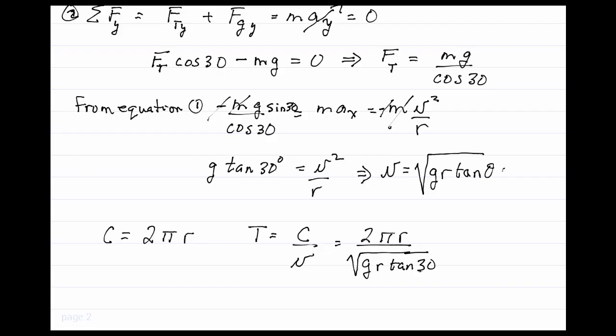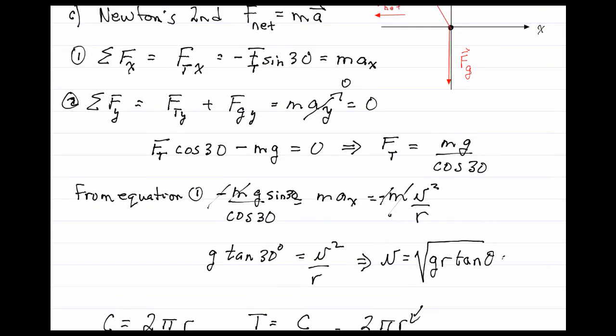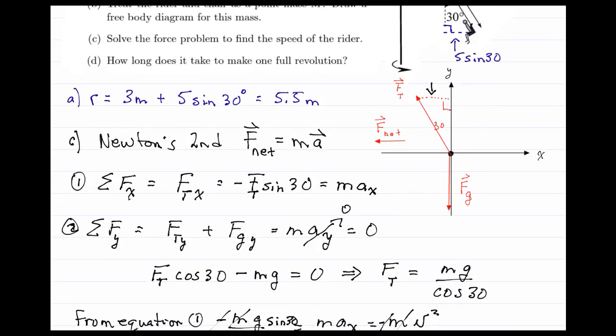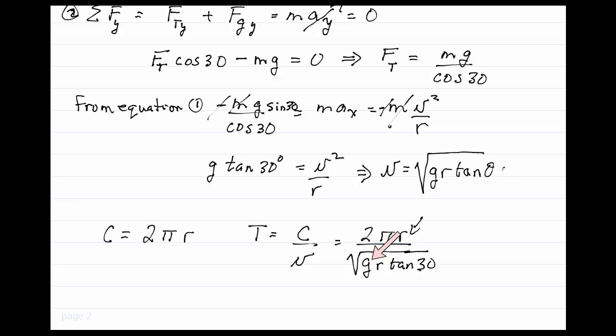We've calculated r above. R we found to be 5.5 meters. That's this quantity here. G is the usual 9.8. We have tan theta. We can plug everything in and get a number. So the period of the motion is 6.19, not meters, but seconds. So it takes 6.19 seconds to make one complete revolution. You could go back and substitute in for the radius and g and get an expression for velocity as well. Okay, that's all.